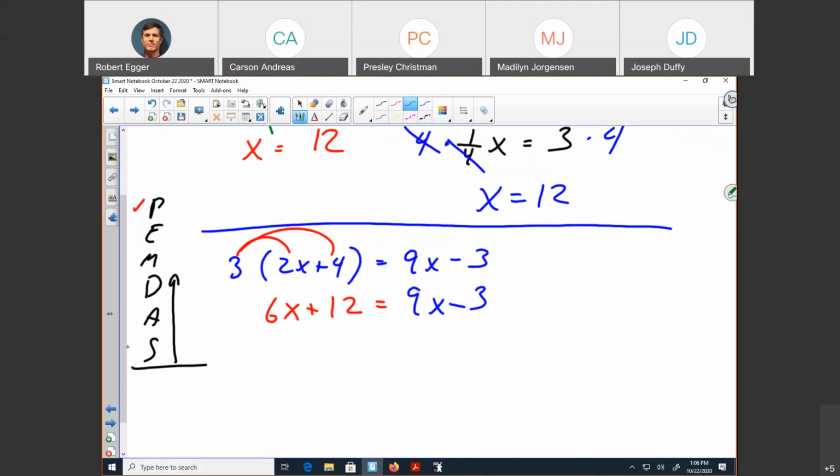So let's move the x's, because it's a plus here. To unglue the 6x from the 12, I'll subtract 6x from it. 6x minus 6x is 0. And same over here. The first stage, when I'm physically moving a term, I want it to go to 0. So now I have 12 equals 3x minus 3.